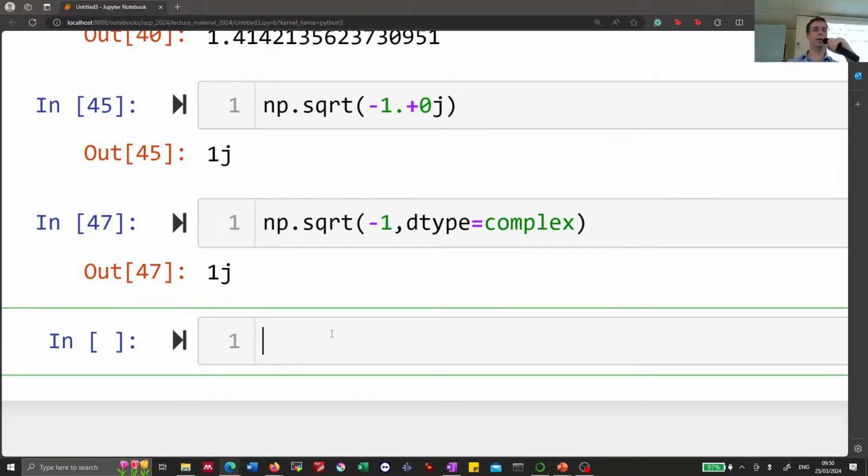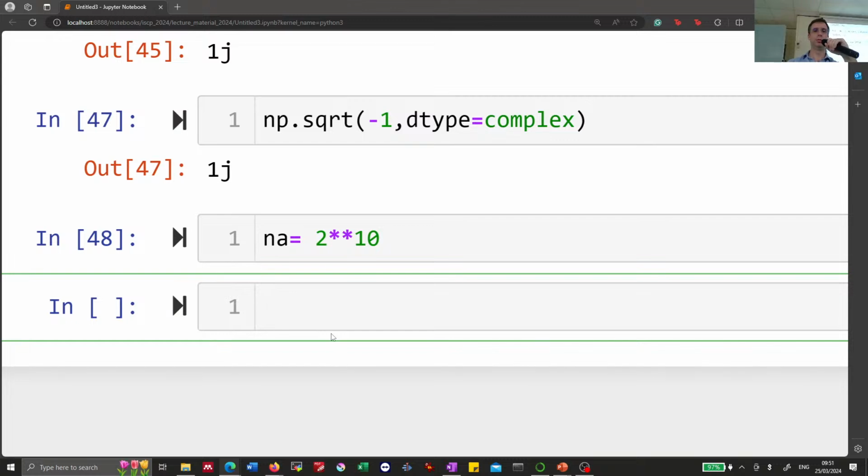So let's take some number, right? Let's call it na. na should be 2 to the power of 10. 2 to the power of 10 is what? It is one of the very important numbers in the computer, right? So this is 1024. Is that right?